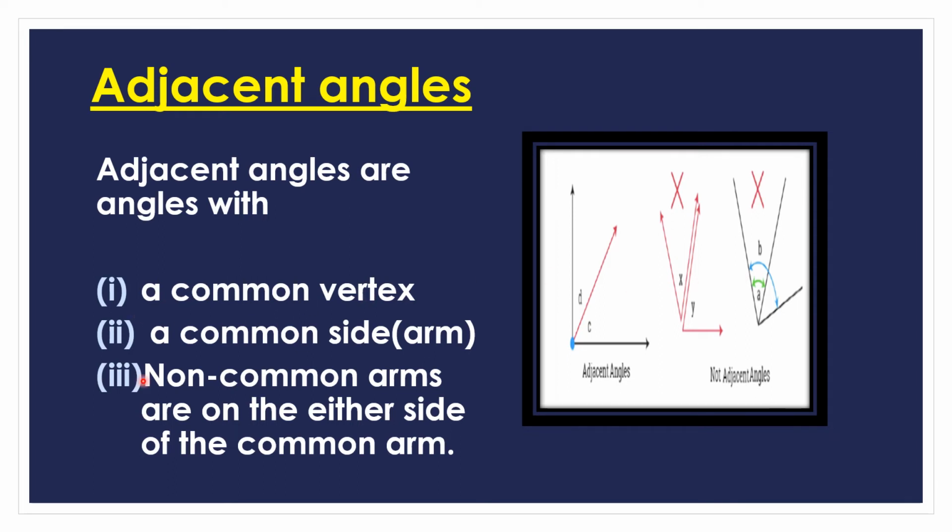So these are the three conditions which have to be met if some angles want to be adjacent angles: they should have a common vertex, they should have a common side, and the non-common arms are on either side of the common arm. So these are the essential criteria for some angles to be adjacent angles. I hope it is clear.